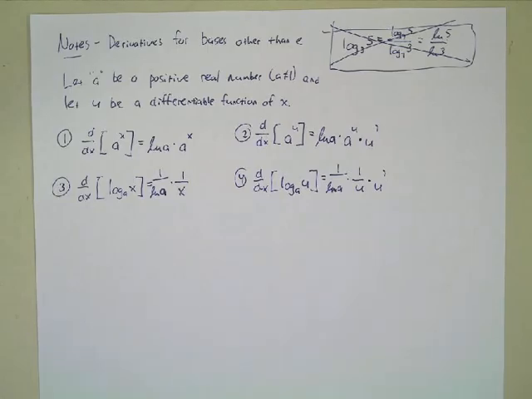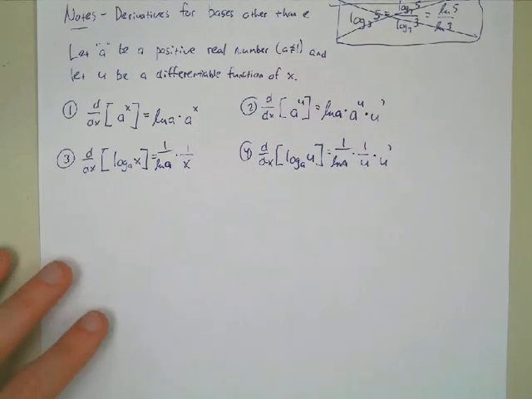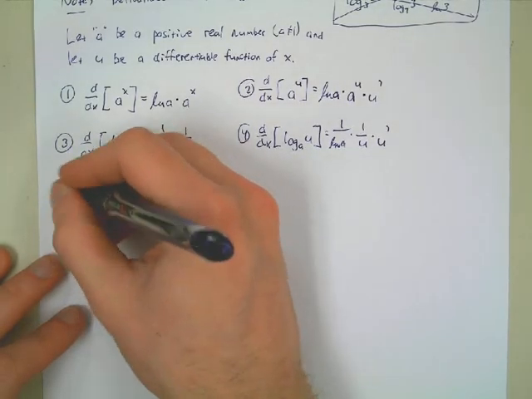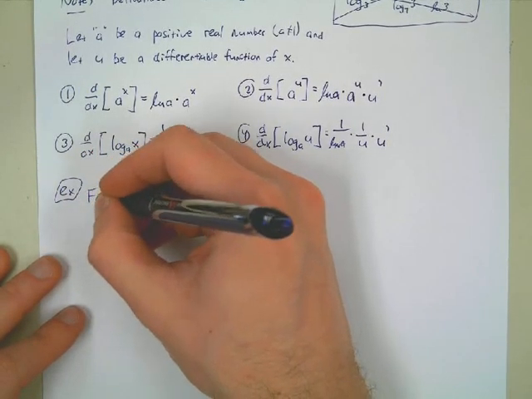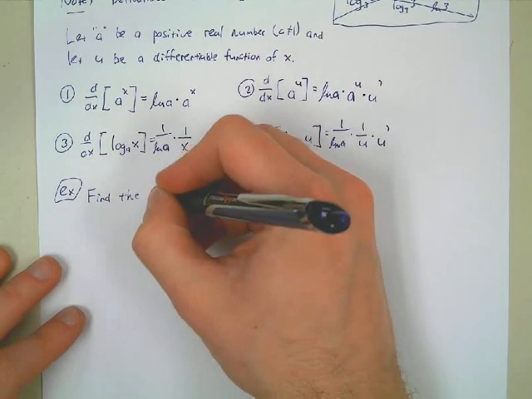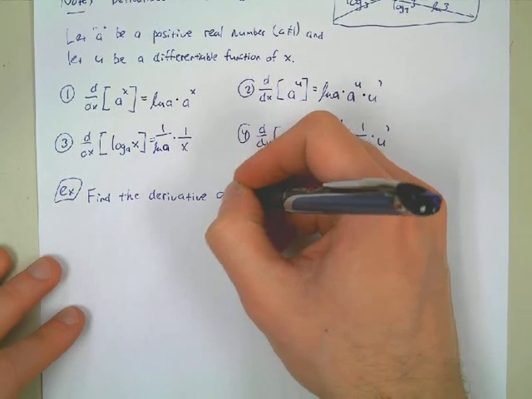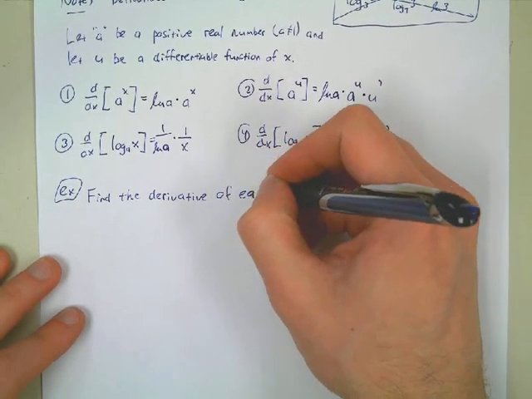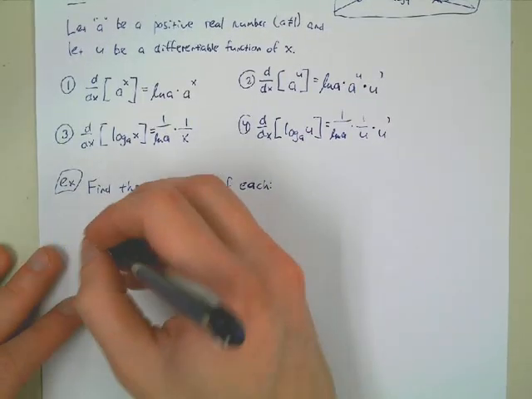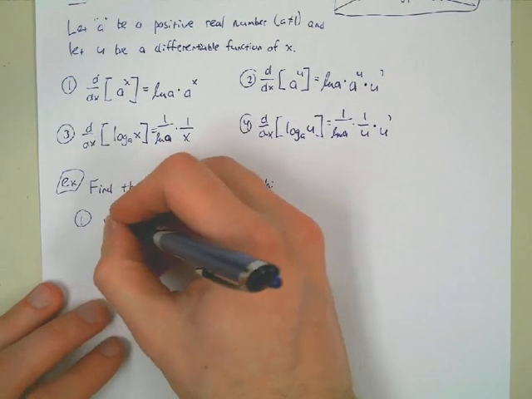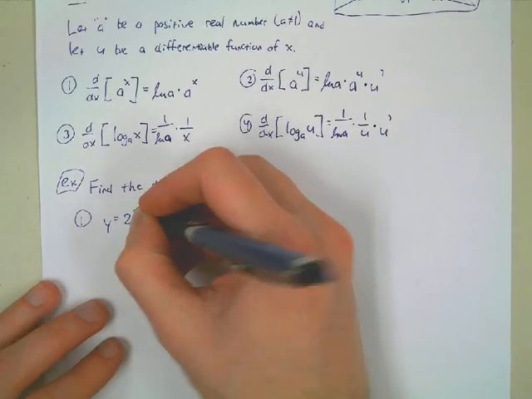All right, so let's do 3 examples and then we'll get you guys your assignment. Find the derivative of each. All right, so number 1. y equals 2 to the 3x will be the one we start with.